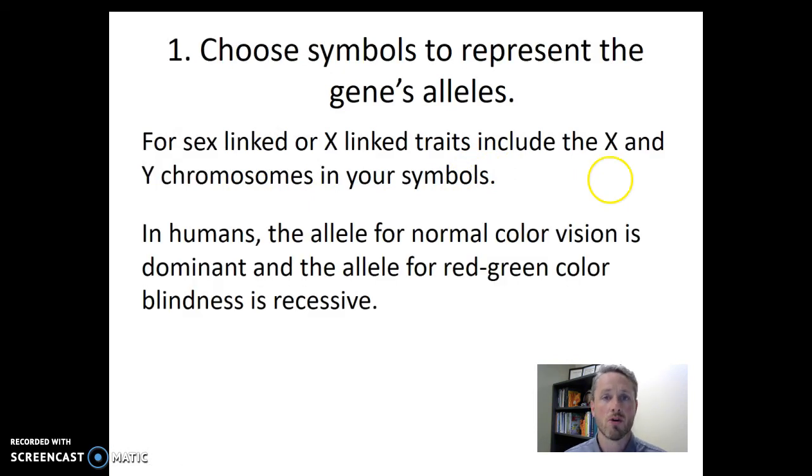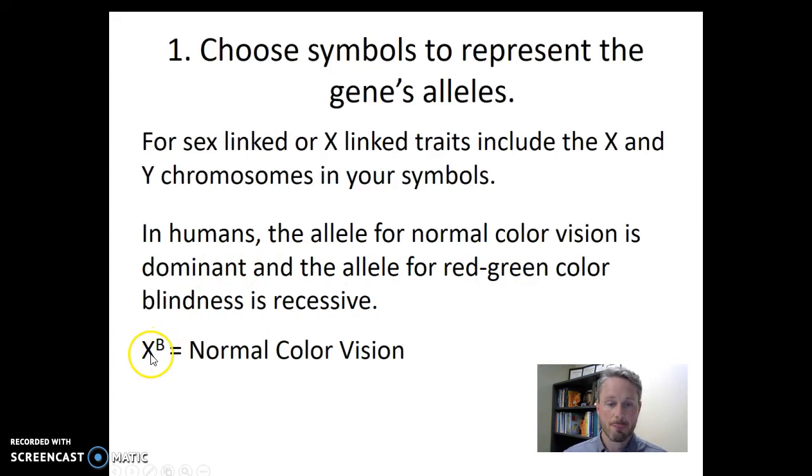And again, for colorblindness, we said that normal color vision is dominant and colorblindness is recessive. So what symbols would I use? Well, I would use the X chromosome, and right next to that X chromosome, I'm going to use a letter, like the letter B for blindness, to denote the allele. So I could have an X chromosome that has the dominant B. That's going to be normal color vision. Or I can have an X chromosome with the recessive b. That's going to be colorblind.